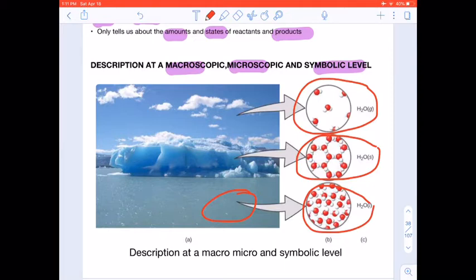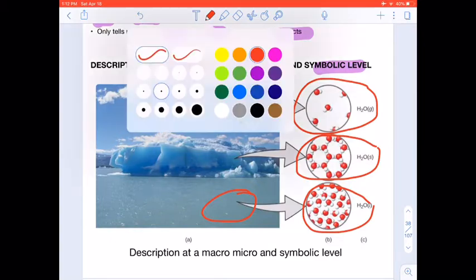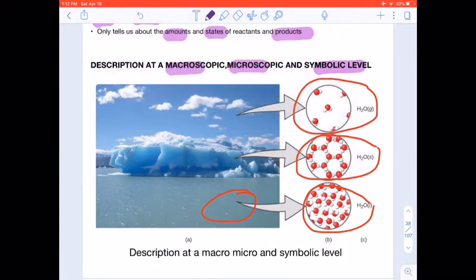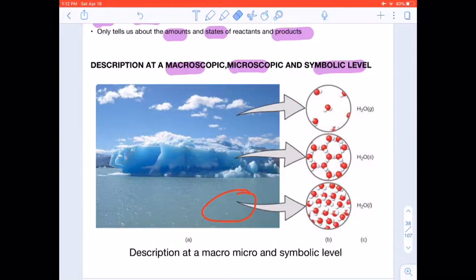And if we look at the symbolic level here, for instance, if we're looking at water in the liquid phase, we know we write H2O liquid, right? So here we would have H2O liquid. There, because it's a solid, we say H2O solid, and there we have H2O gas. That's a symbolic form of what we see at a macroscopic level.